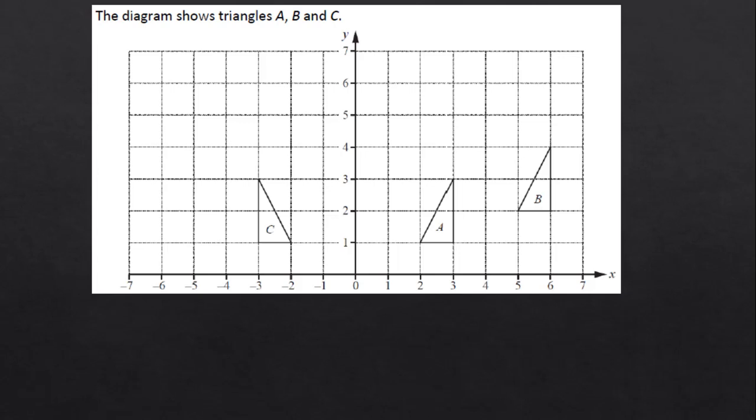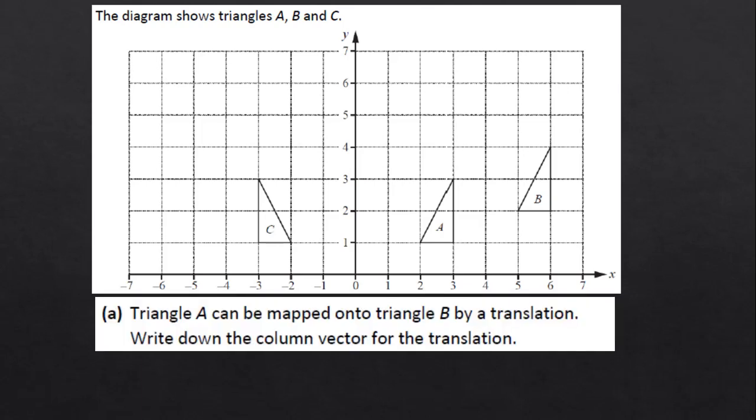In question number 1, students, you are given the triangles A, B and C. In part A of the question, you are given that triangle A is mapped onto the triangle B by the transformation called translation. What you have to do is find the column vector for this transformation. To find the translation vector, dear students, just consider any vertex of the triangle A. Now move on to B and see the corresponding point of this vertex on the triangle B.